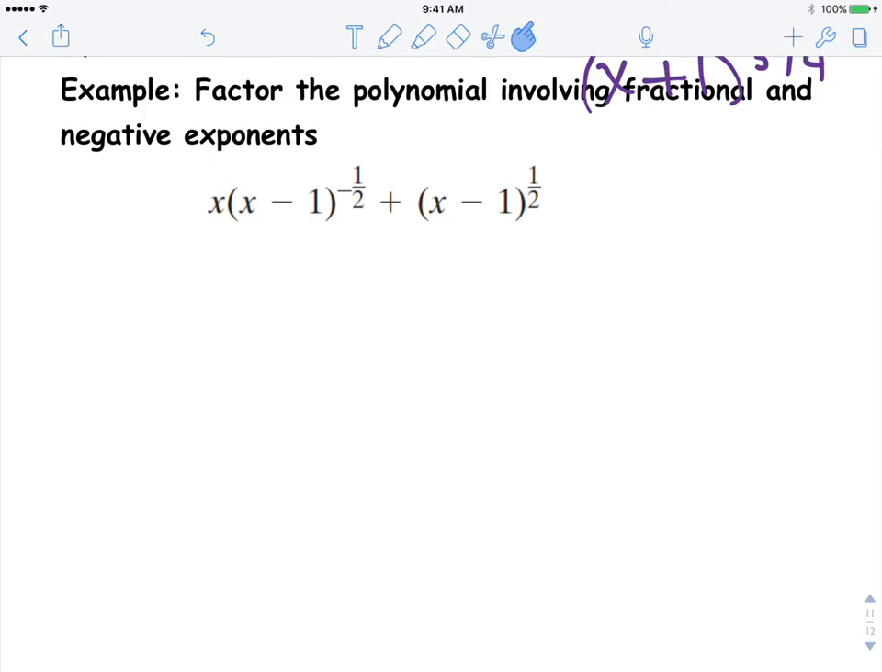So here's a second example. We're looking for the greatest common factor. So who are we factoring out? We're factoring out the smallest one. So this is your GCF right here. The smaller one is the x minus 1 to the negative 1/2. So let's take that GCF out.